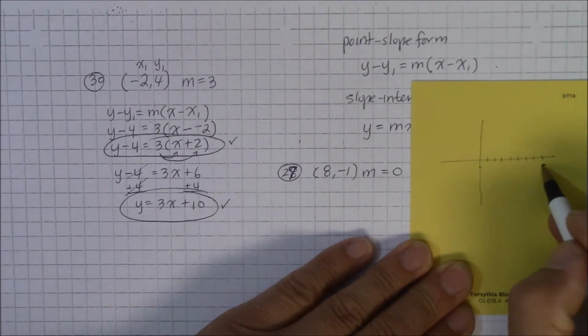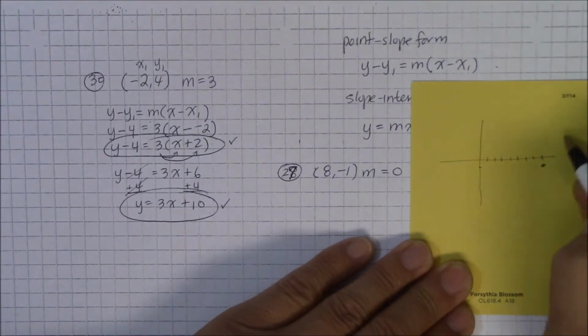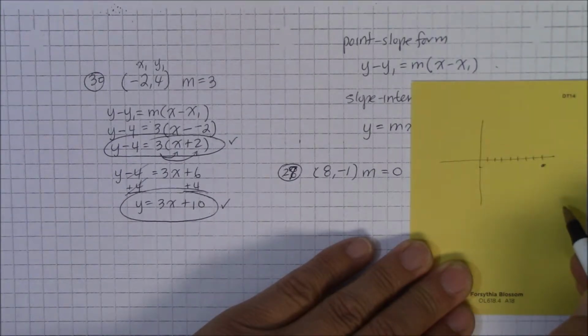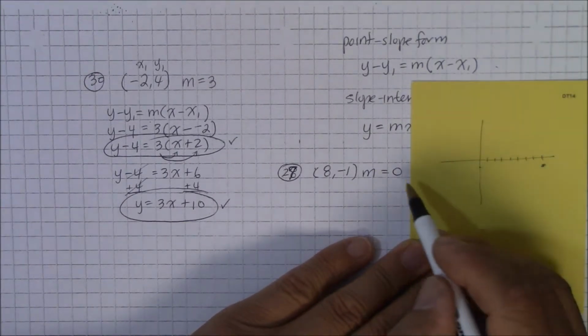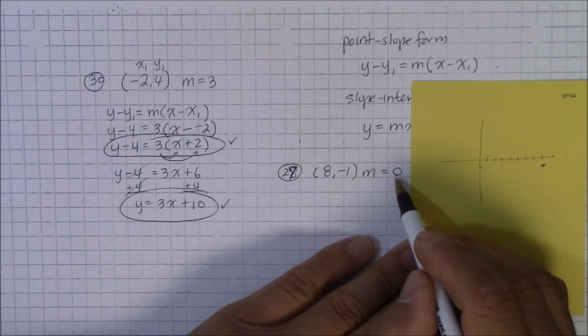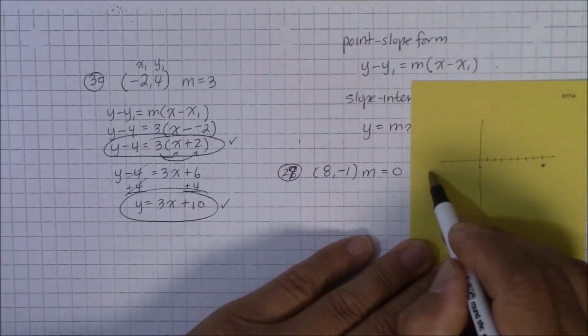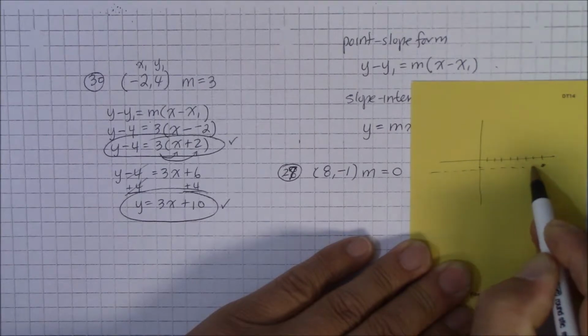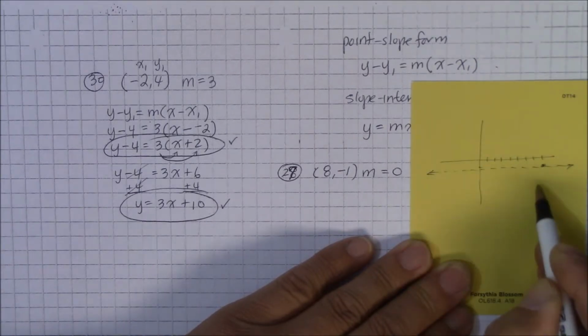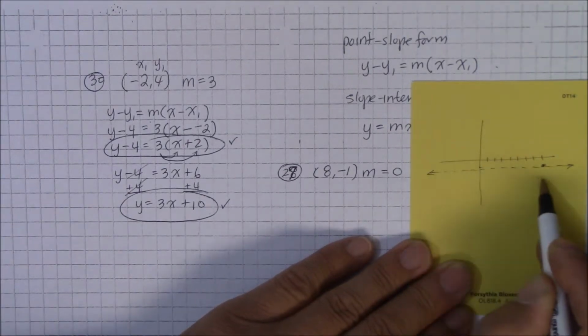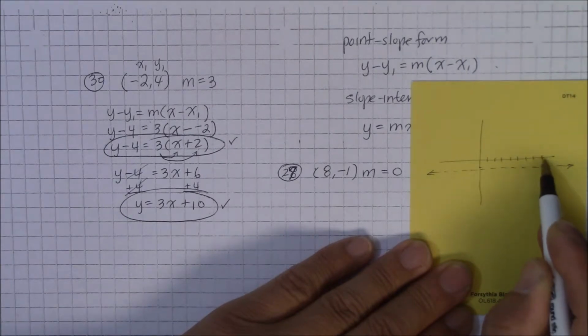and the slope of 0. How do you draw a slope that's 0? It's not at an angle. There's no slope. I mean, there is a slope, but the slope is flat. It's 0. So it's going to look something like this. And that's what we're drawing. This is a slope of 0. That goes through the point at 8 and -1.